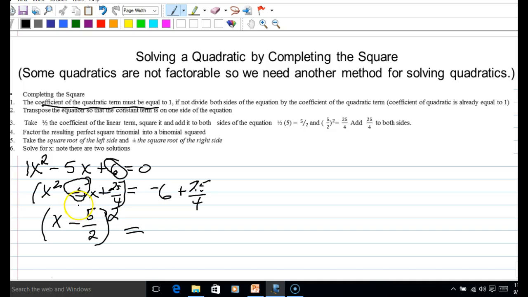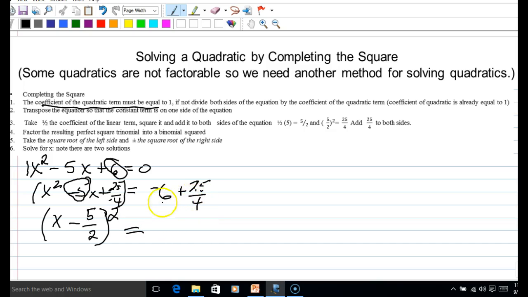And of course you could check that using FOIL. Or remember, to square a binomial, I square the first term. So that would be x squared. I take twice the product of these two. The product of these two would be minus 5/2. Twice the product, the 2's would cancel and just give you minus 5x. And I square the last term: if I take minus 5/2 and square it, that's minus 5/2 times minus 5/2, which would be 25/4. You take twice the product of these two terms to get the linear term. That's minus 5/2 x times 2, which gives you minus 5x.